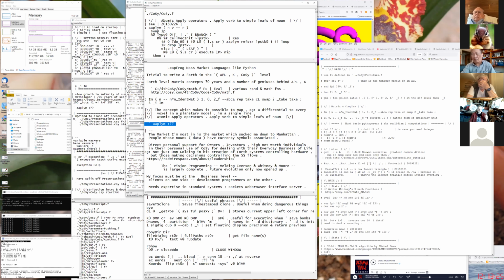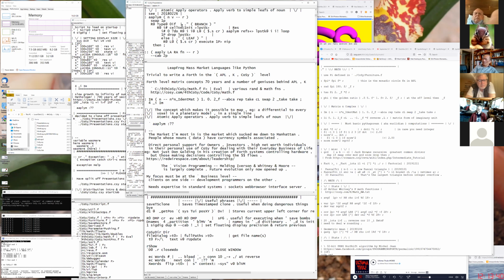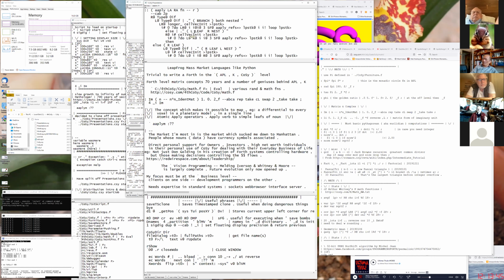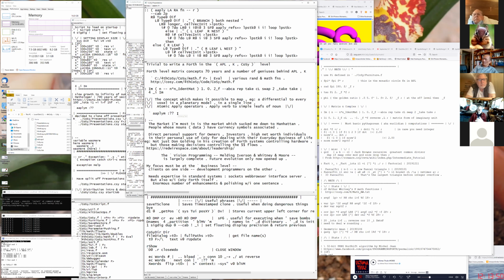But the apply operators, which make it so that when you write down A plus B in APL or K, it means apply that to all corresponding leaves. And you'll see that these atomic apply operators are recursive functions that go out to the leaves and then apply whatever the verb is between corresponding leaves. So that's what makes it possible to map, for instance, a differential.